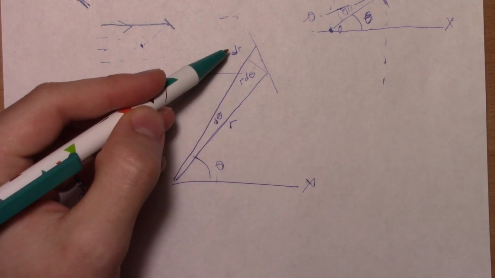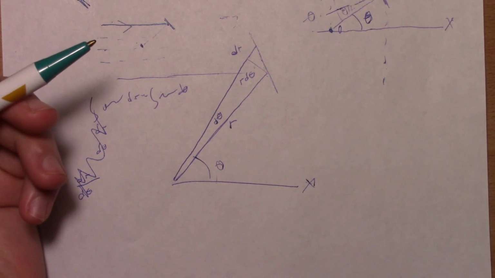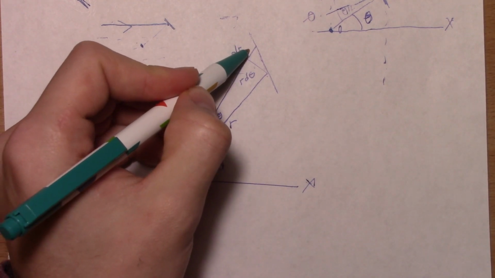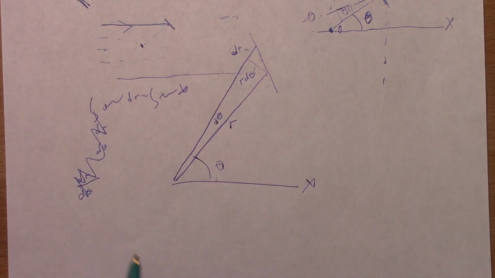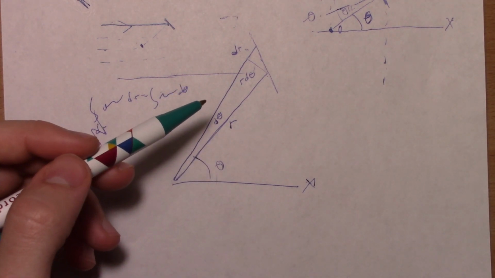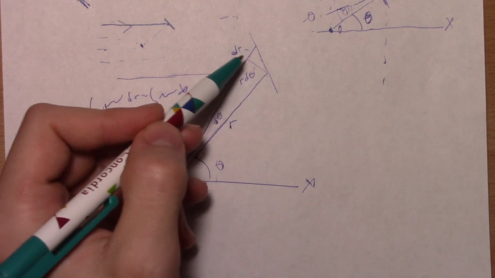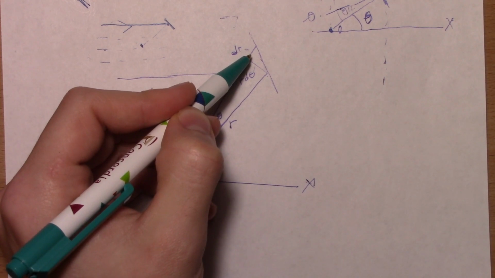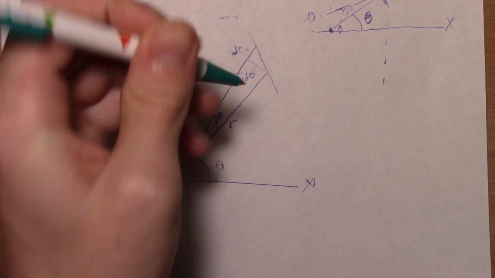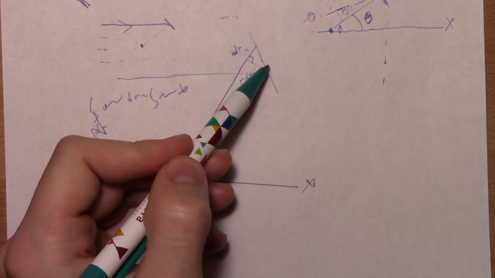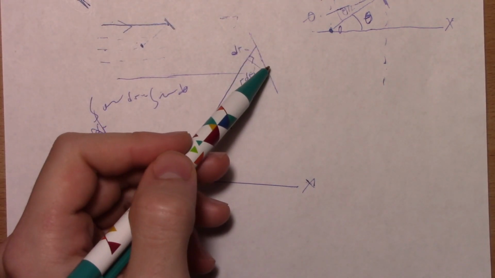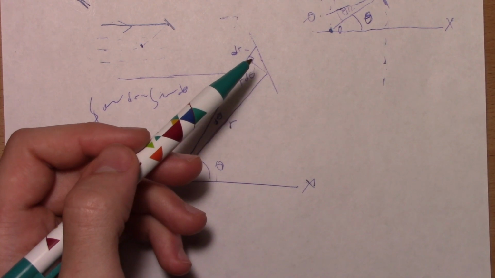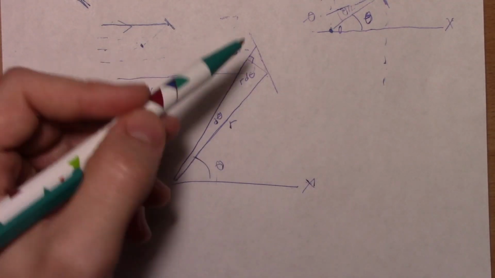So dr, what is this? Dr is this small bit here. Theta is this bit here. So, we have two sides of a triangle. This is probably a right angle. Probably can approximate it as a right angle. What is the side of the triangle? This is something else. Oh my gosh.